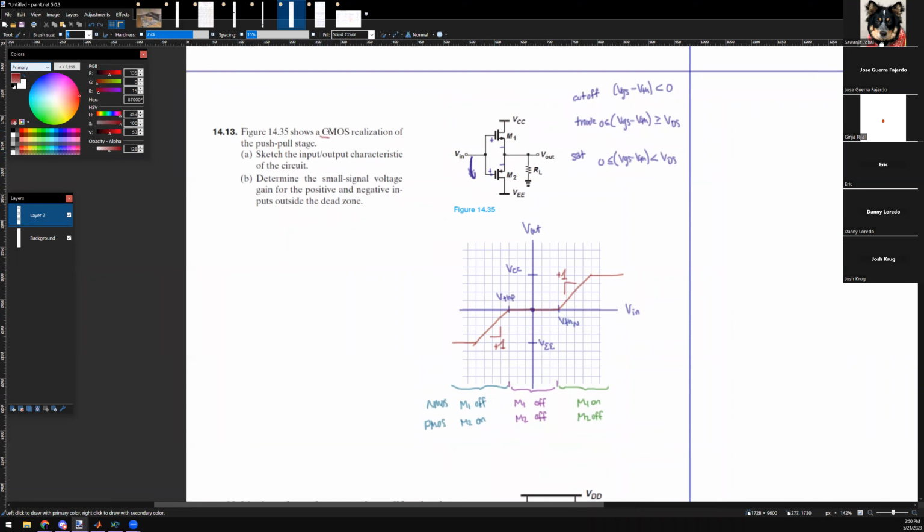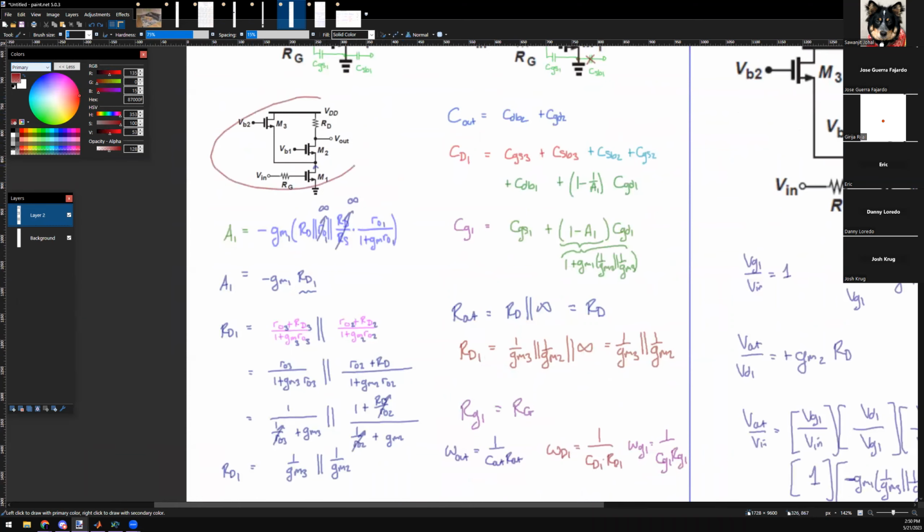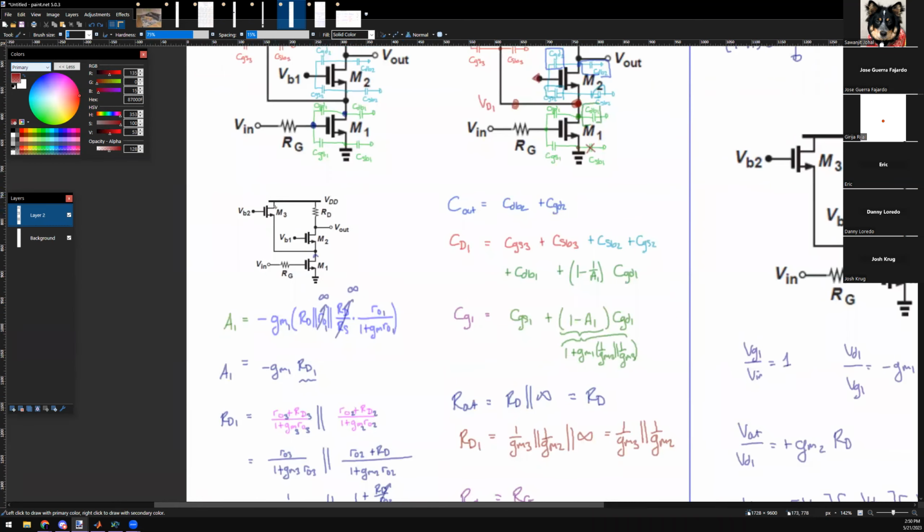CMOS just means combined. You have an NMOS and a PMOS. That's what CMOS means. You have combined NMOS and PMOS in your circuitry, which you do. So this is technically a CMOS. This other one is technically an NMOS circuitry because you only have 3 NMOSs.